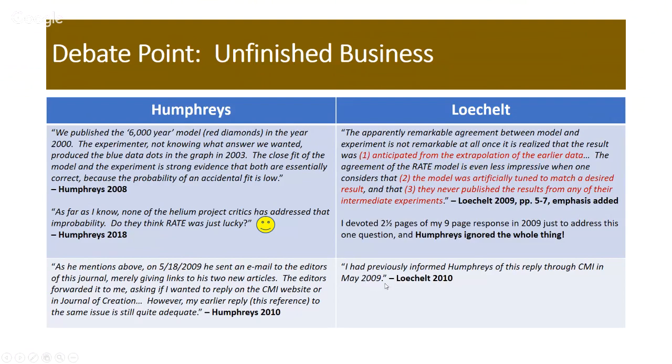And he can't claim he's never seen it because when I published my letter to the Journal of Creation in 2010, I mentioned in a footnote I had previously informed Humphreys of this reply through Creation Ministries International in May of 2009. So after I published this, in May of 2009, I asked them, please let Humphreys know that I've responded to his question. I said, please let him know, here is a link to the website. So Humphreys cannot say that no one has answered his question.